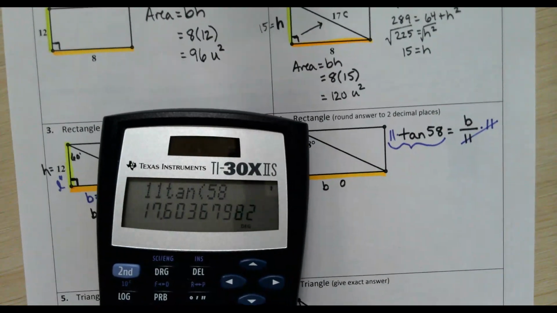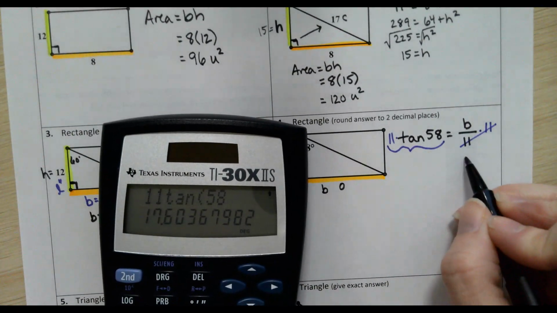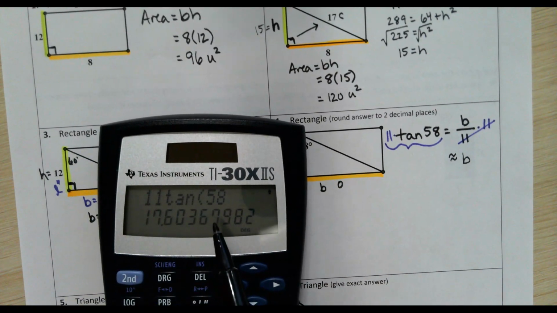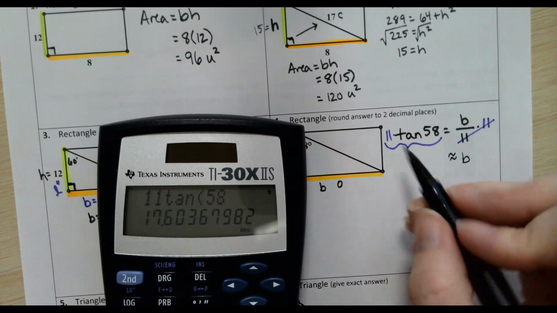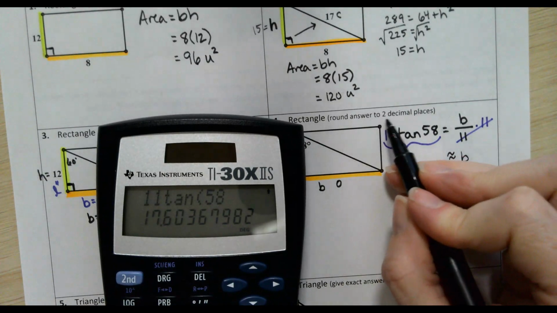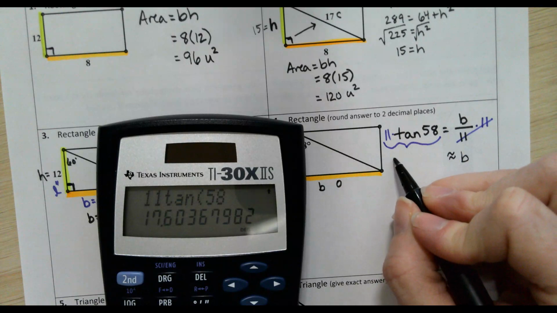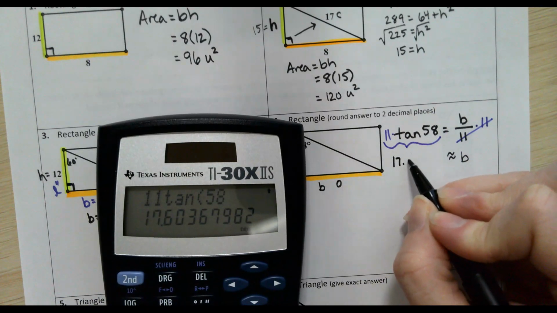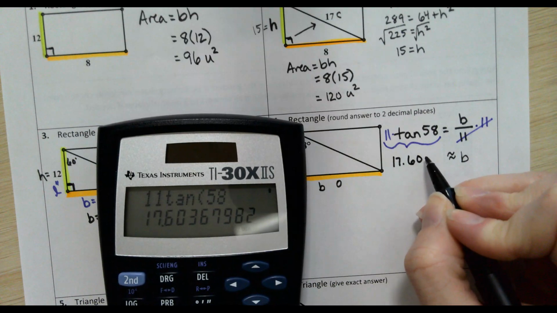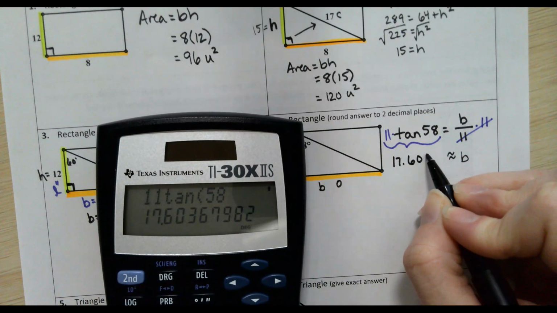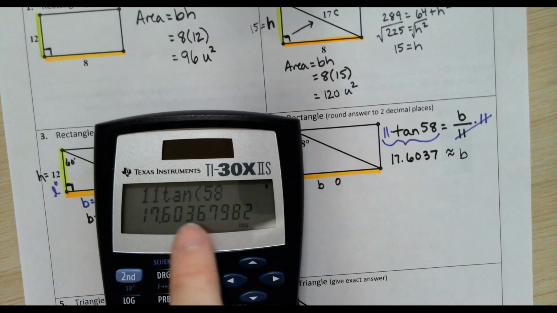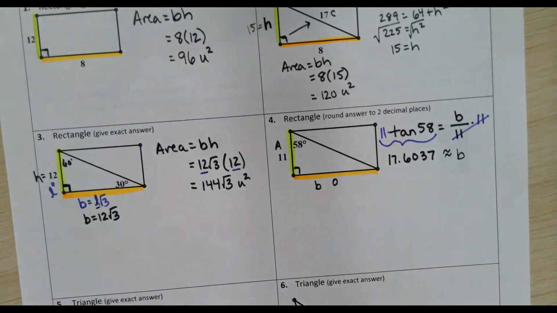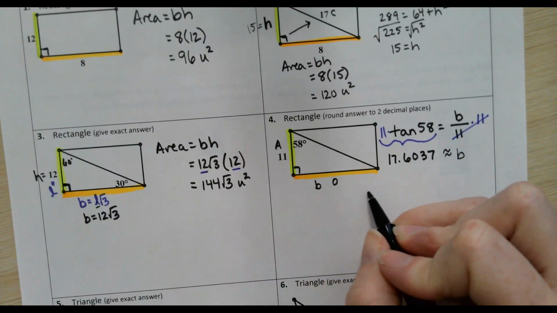However, this is not the final answer to my problem. So I want to make sure that I have extra decimal points available so that I don't end up with something that's called rounding error. So even though eventually I'm going to leave my answer rounded to 2 decimal places, for right now, I'm going to leave several more. So let's go for 4 decimal places. 17.6037. And better yet, if I leave this whole decimal on my calculator screen, I'm going to come back to that in a minute when I'm solving for my area.